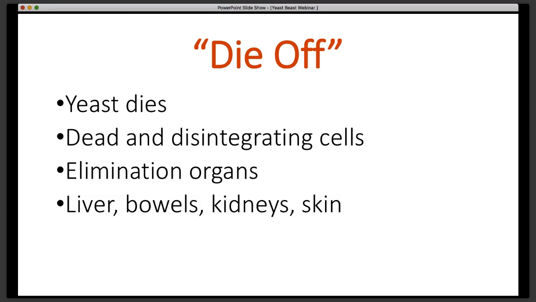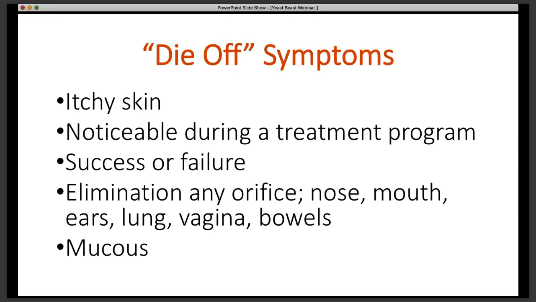And when you get a die-off, you can actually get a reaction. So you can actually get symptoms like itchy skin. That may be noticeable during a treatment program. Now, you may think, does that mean I'm getting worse or getting better because I'm feeling worse?